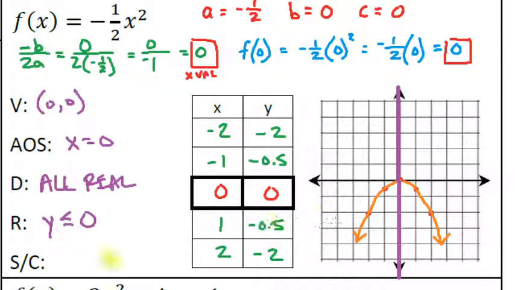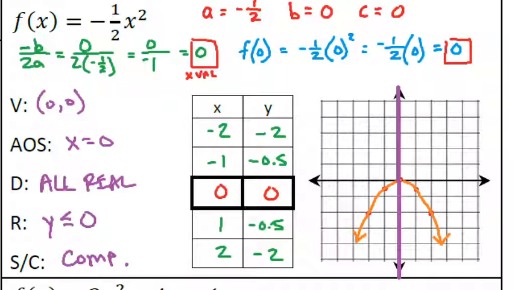And the last thing: is this parabola being stretched or compressed? We've gone through this already. Since the a value is less than 1, between 0 and 1 if you took away the sign, that means our parabola is being squished or compressed. So we're going to put it is compressed.